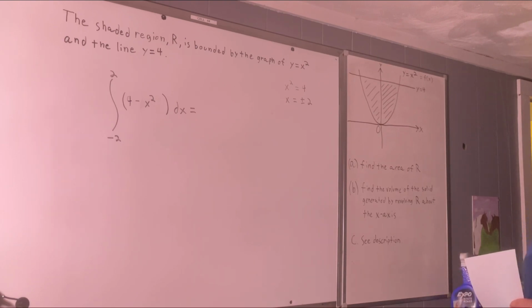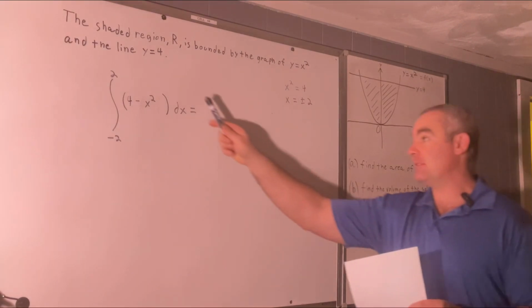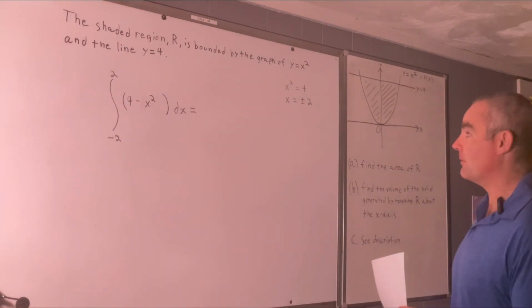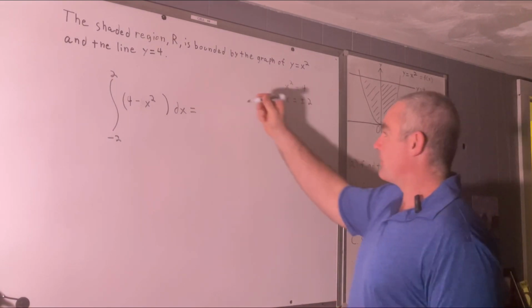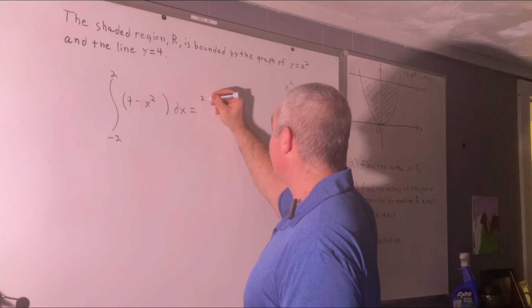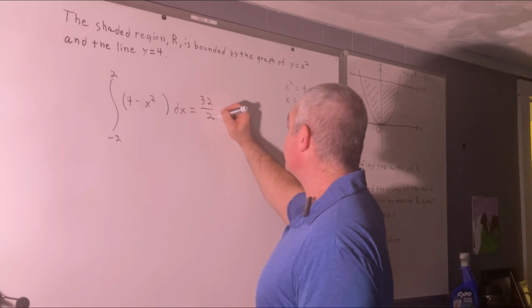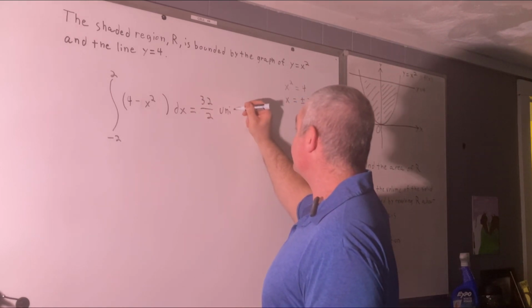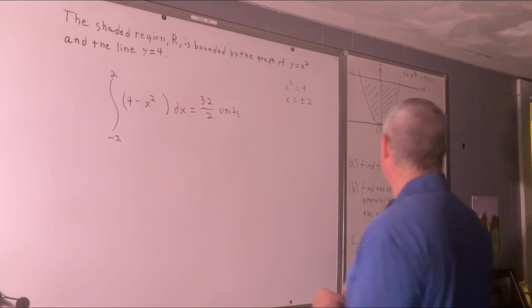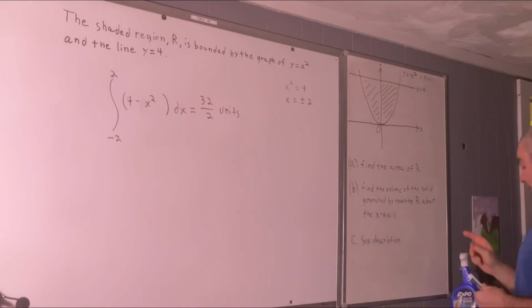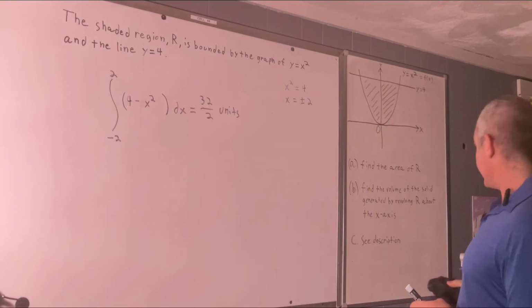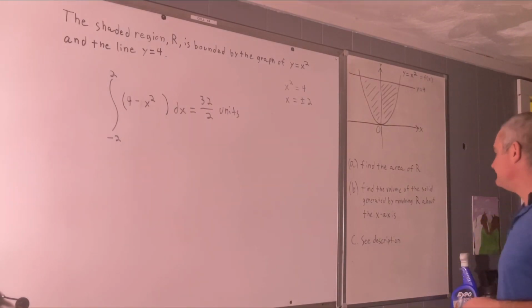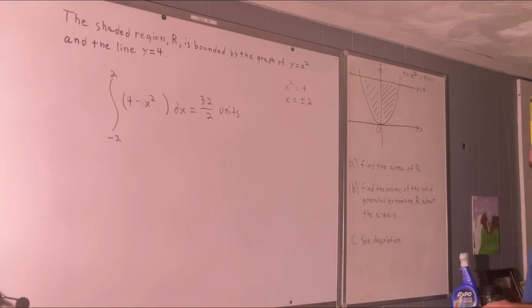I'm not sure if they expect you to know integration by parts. I don't think they do, but you should definitely be able to solve this integral, no problem. So I'm not going to be going through the steps. That's equal to 32 over 2 units. And that is the answer to part A. So let's leave that on the board for now and move on to part B.